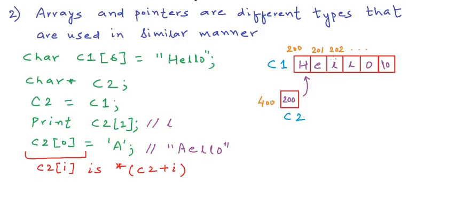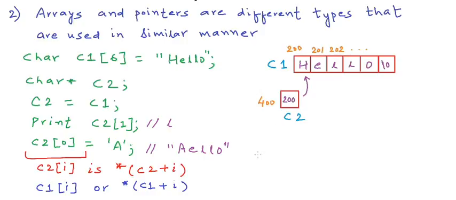So in this case, let's say C2 plus 2 will be 202. And if we put this asterisk operator, we are basically dereferencing and finding out the value. So these two syntaxes are alternate syntaxes, and even if it is an array name, we can write these two as substitutes for each other. So this was all the similarity in how we actually use arrays and pointers to read and write.